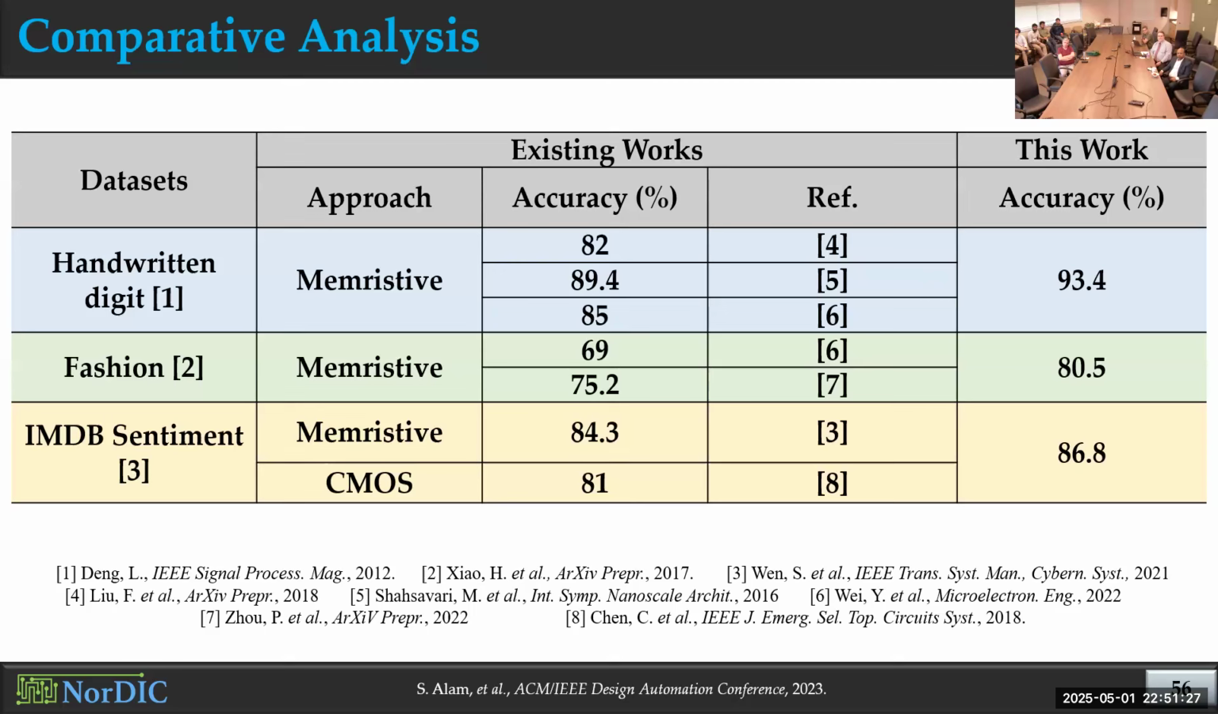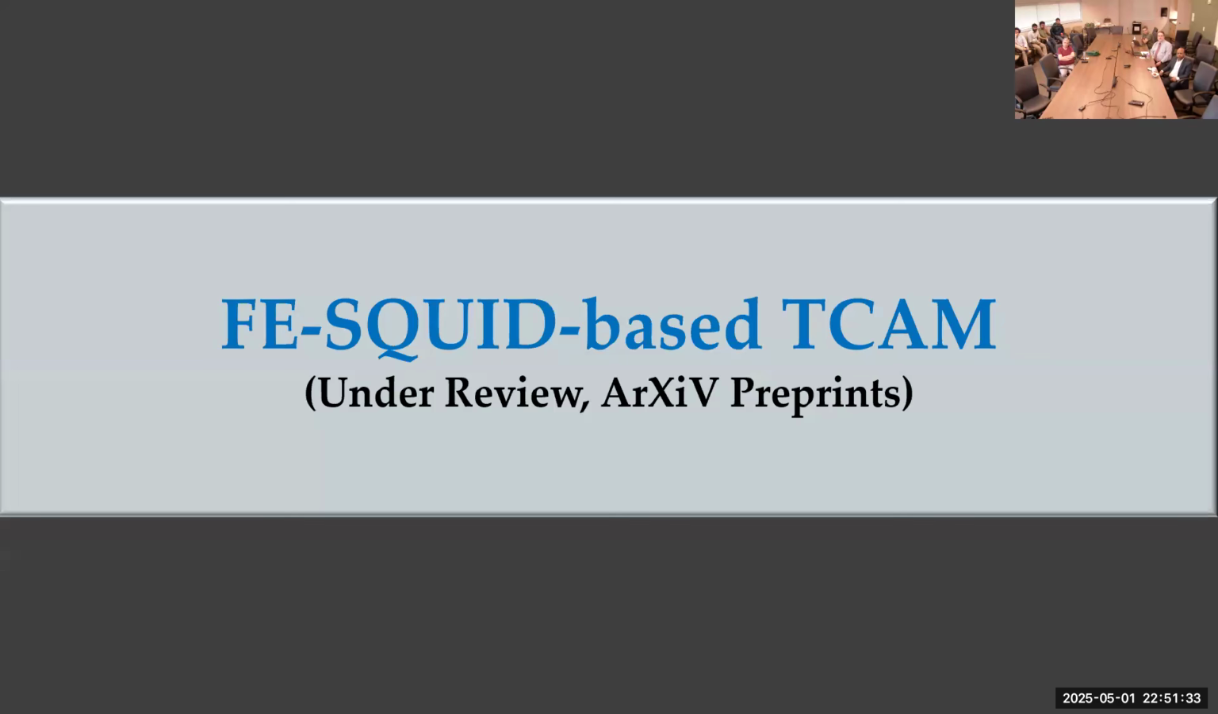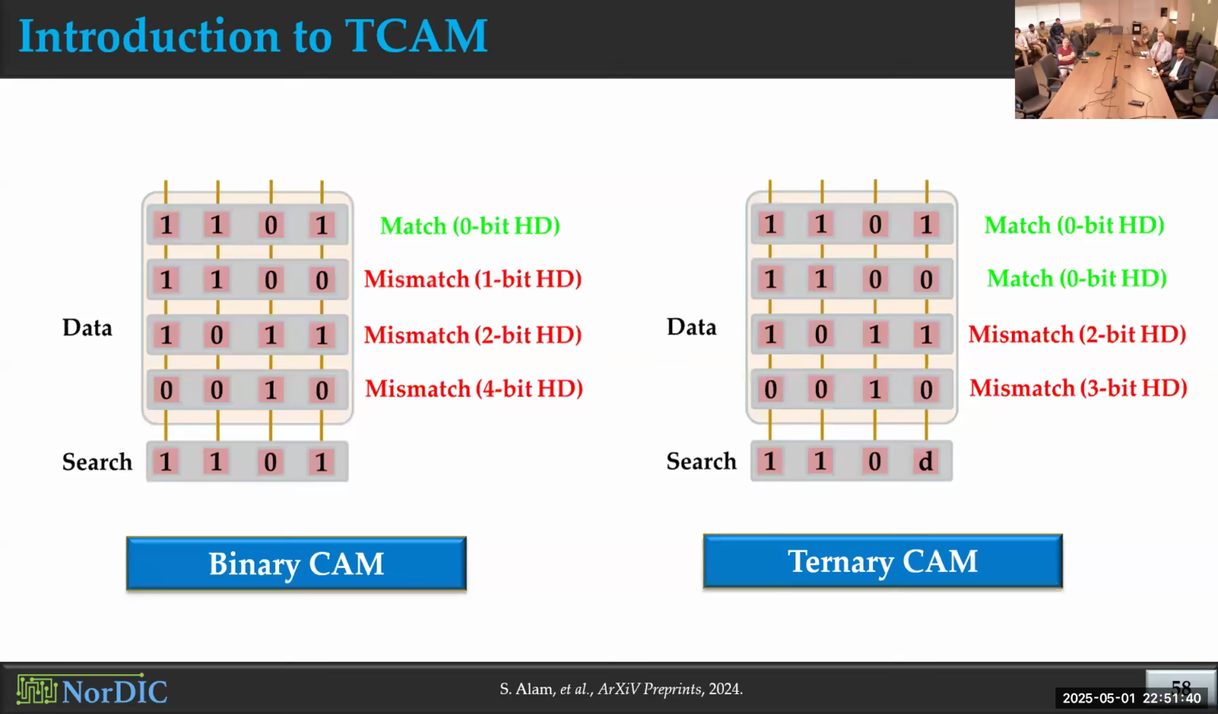So the read voltage must be less than the switching thresholds of the memory strip. So we have some limitations there. And then we also use this FSQuid-based device to design a content addressable memory. Content addressable memory is a different version of memory system.